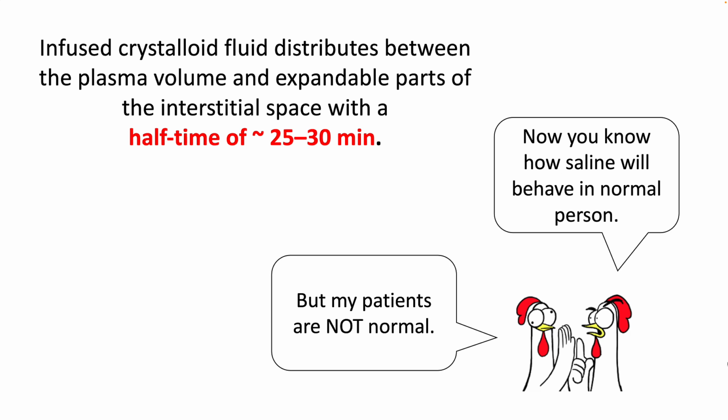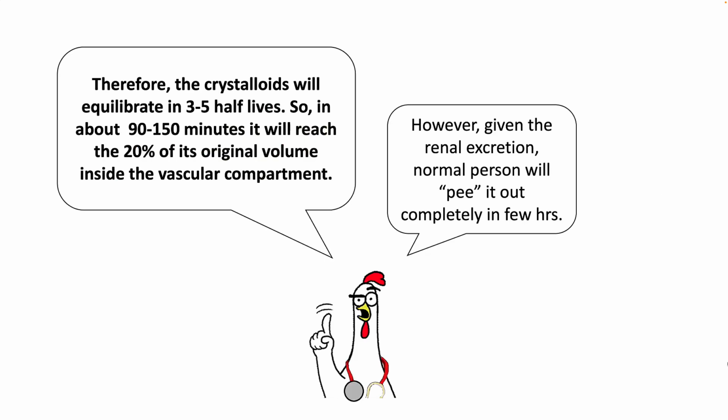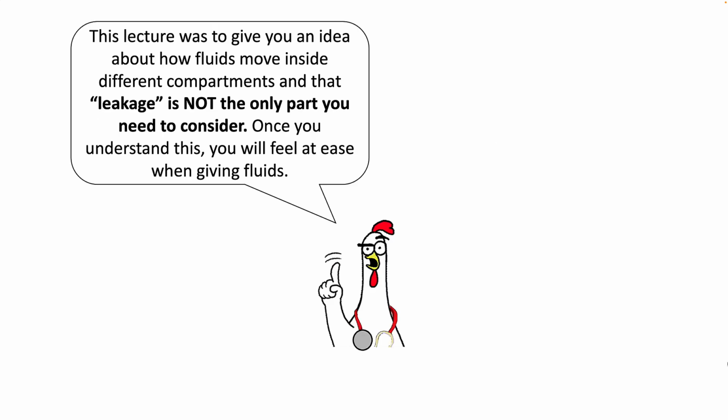So infused crystalloids will redistribute between the plasma volume and the interstitial space with a half time of 25 to 30 minutes. Therefore, the crystalloids will equilibrate in 3 to 5 half-lives, that is around 90 to 150 minutes, and in this time it will reach around 20% of its original volume inside the vessel compartment. However, given the continuous renal excretion, the normal person will pee it out completely in a few hours.